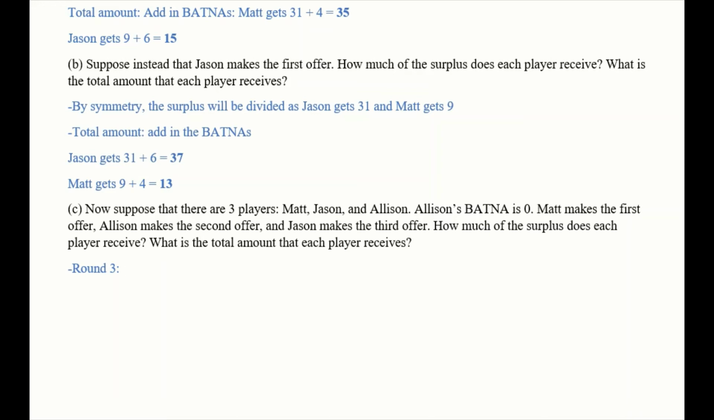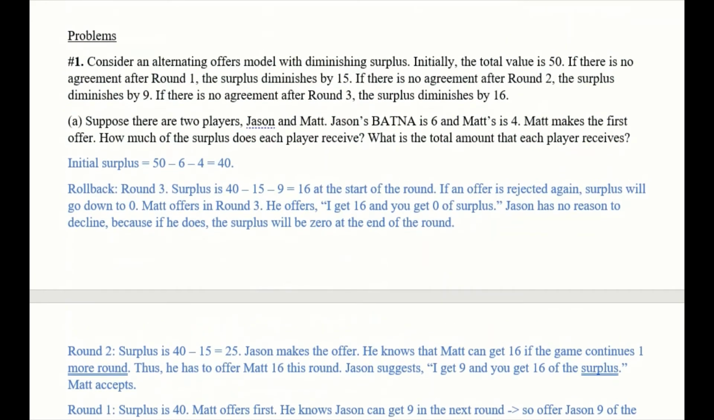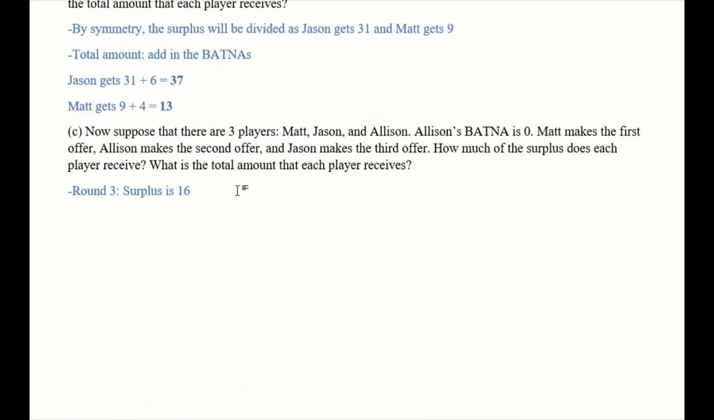So we know from before that the surplus in round 3 is 16. We established that over here in part A. And we also know it's going to vanish entirely if no deal is reached. And we know that Jason makes the third offer. So he's in round 3.